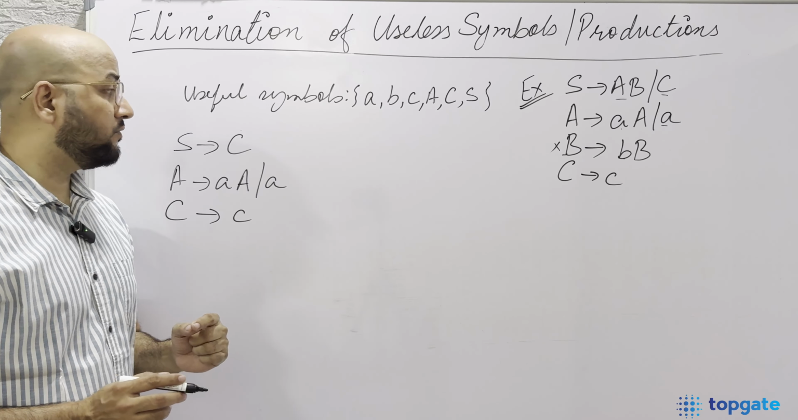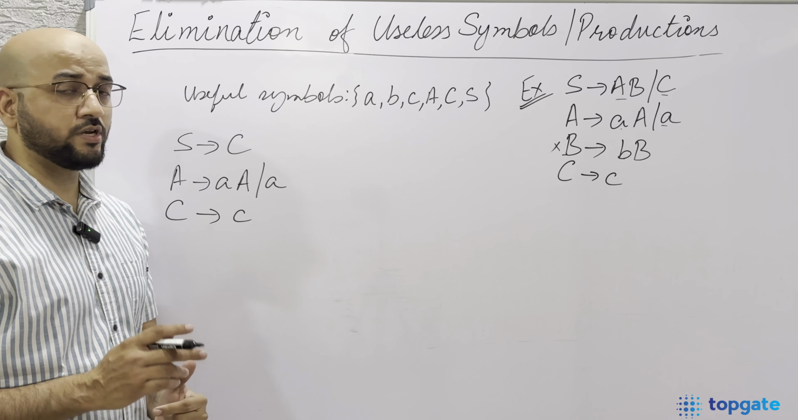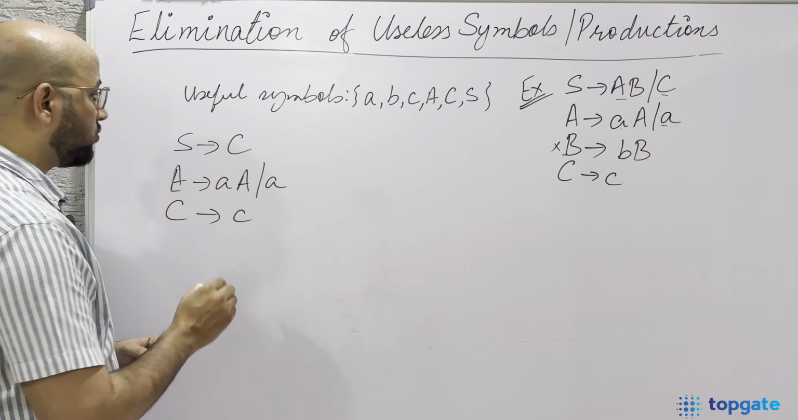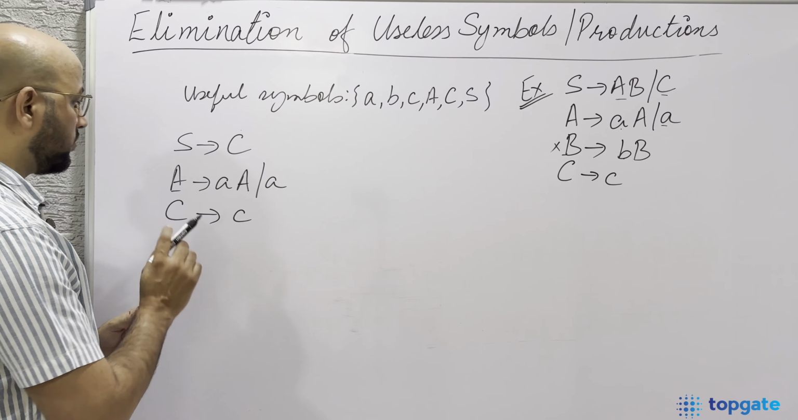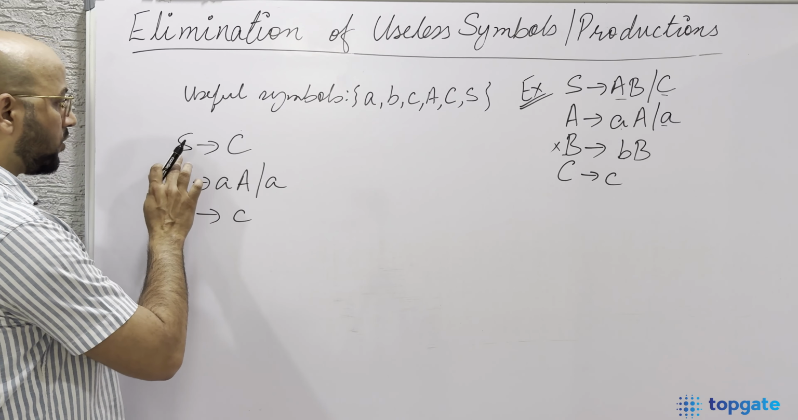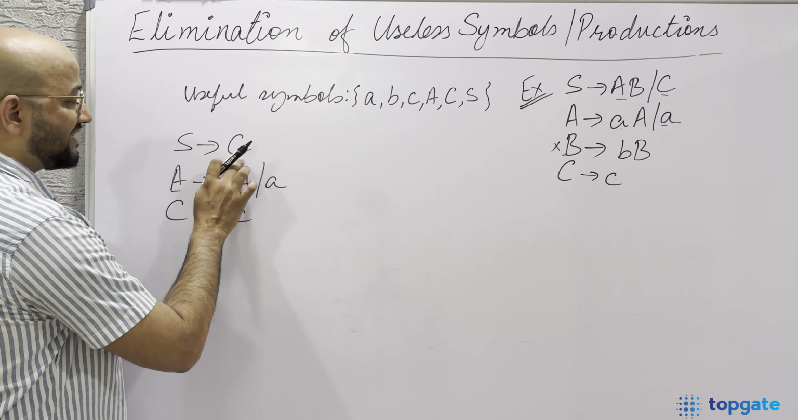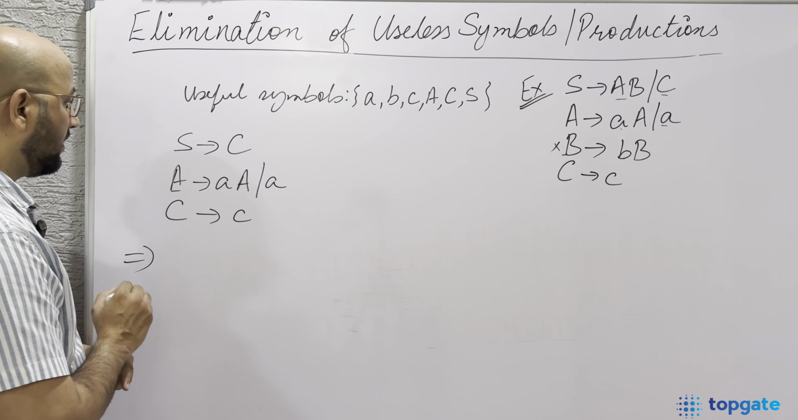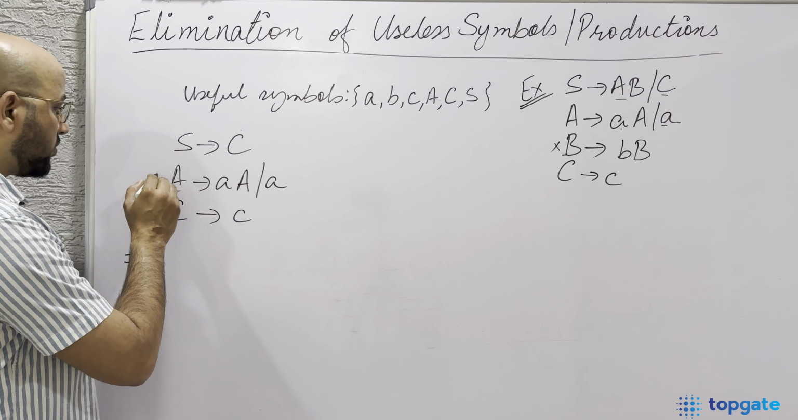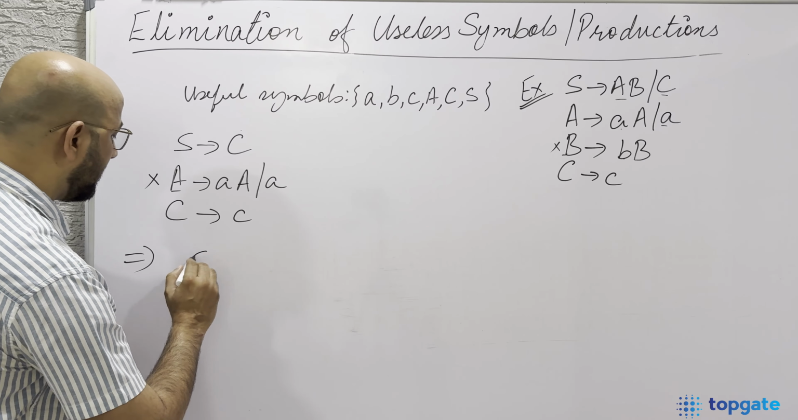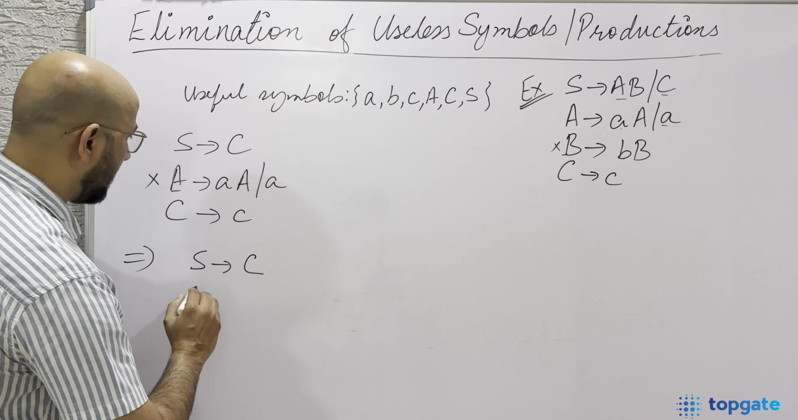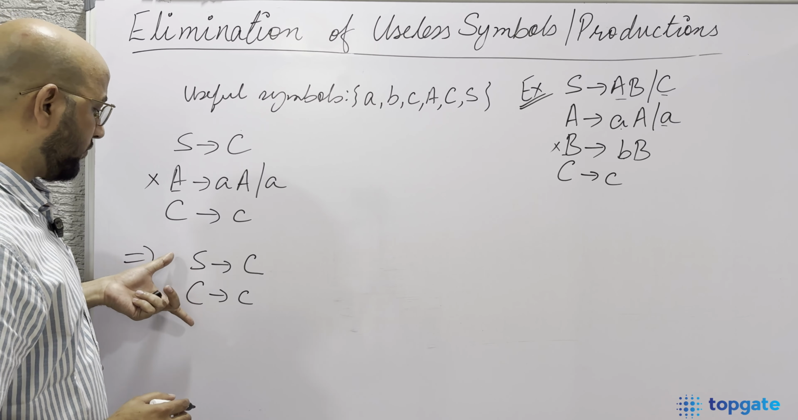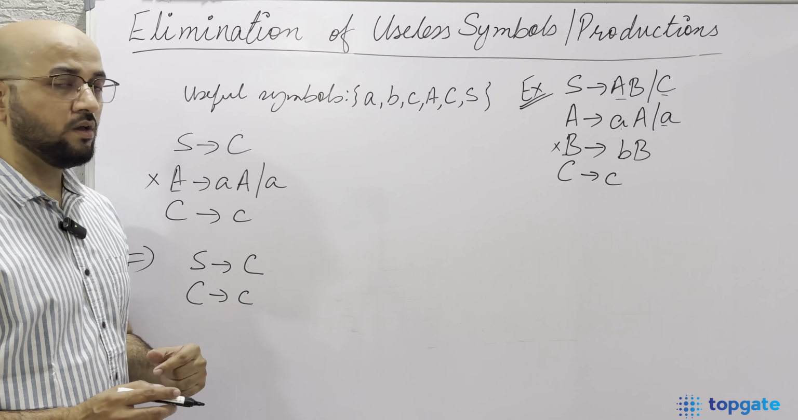Step 2 says that we have to eliminate those variables which are not reachable from the start variable. So this A is not reachable from the start variable, therefore this A has to be eliminated. From S I can only reach C, and there is no A. So the final list of productions that I'll get after the elimination of this useless symbol is S tends to C and C tends to small c. So that is my leftover grammar after the removal of the useless symbols.